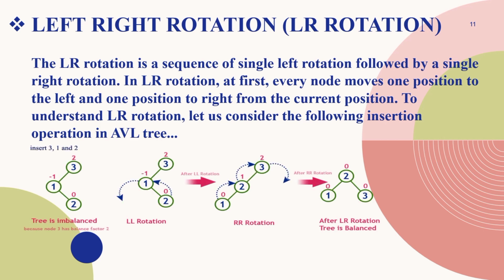So as you can see in the diagram, in the first tree, the tree is imbalanced because node 3 has balance factor 2. In the second tree, we are doing LL rotation. So after doing the LL rotation, it is passed to the RR rotation. So after completing the RR rotation, the tree will get balanced.